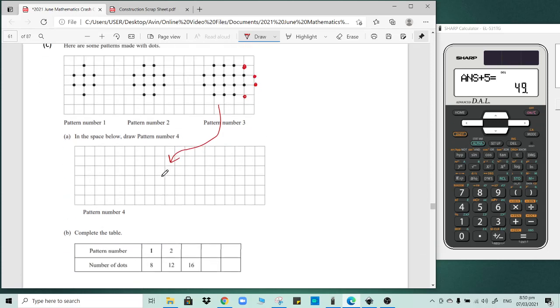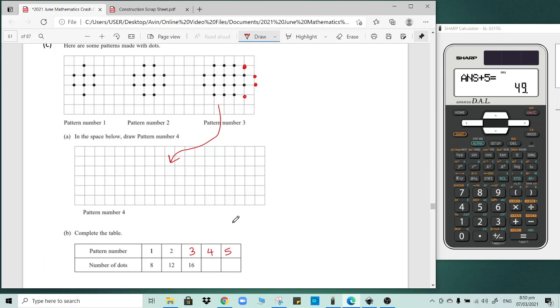They want you to complete the table. The first pattern has 8: 1, 2, 3, 4, 5, 6, 7, 8. The second one has 12. The third one, well, let's just make sure that's the black ones here: 1, 2, 3, 4, 5, 6, 7, 8, 9, 10, 11, 12, 13, 14, 15, 16. Right, it did have 16. So the third one had 16. They're asking you to figure out the 4th and 5th.